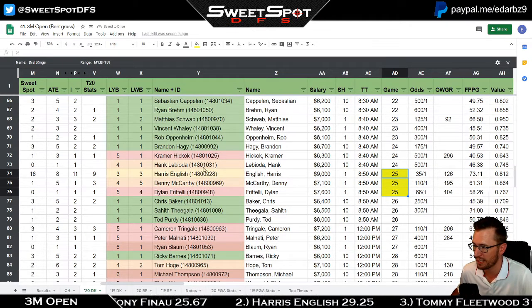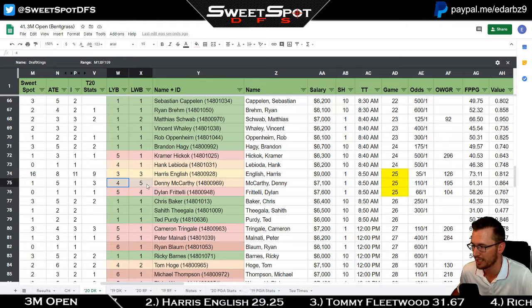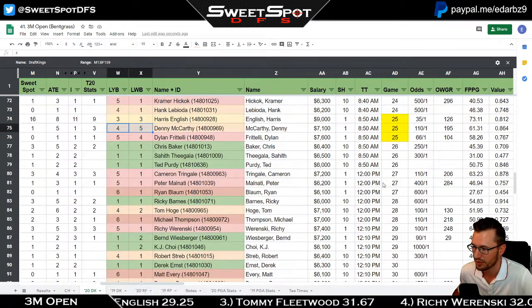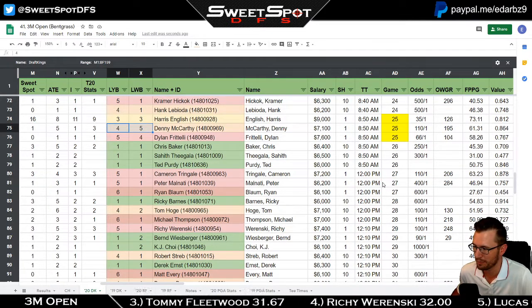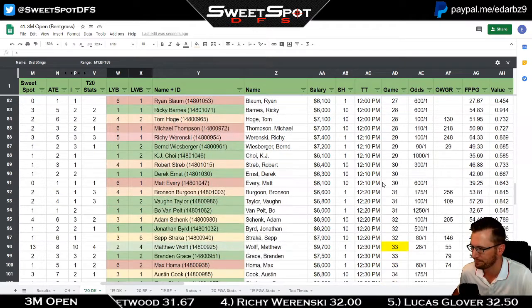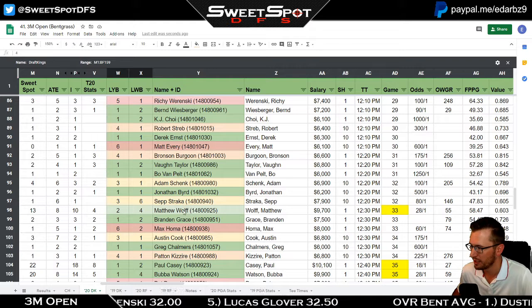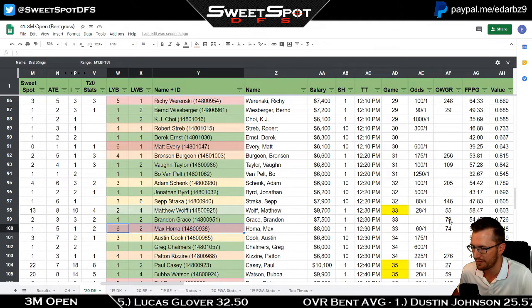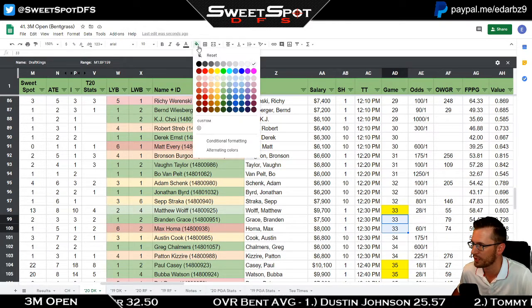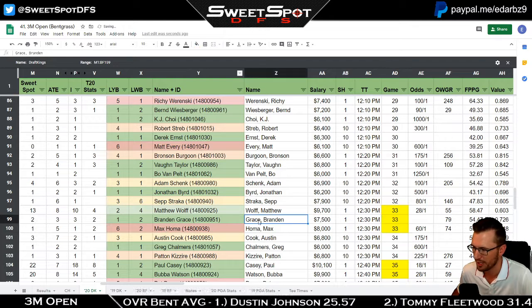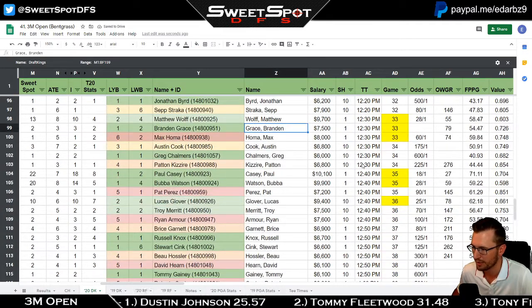I do like Fratelli. I don't like that he's a 5'4", and I don't like that McCarthy's a 4'5". So I'm not sure exactly how I feel about that, but still. Matthew Wolf is playing with Brandon Grace and Max Homa. Homa being a 6'2", not very good, but I am actually going to highlight these guys regardless. I do like Brandon Grace.